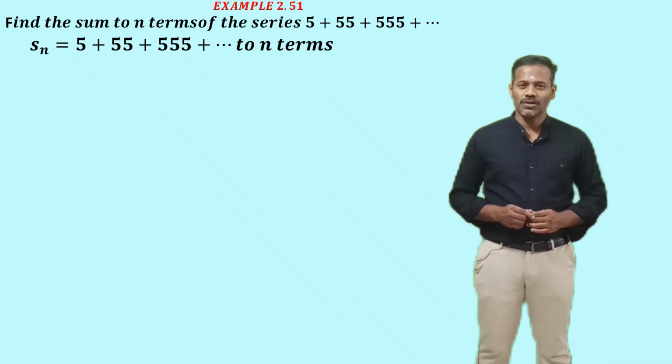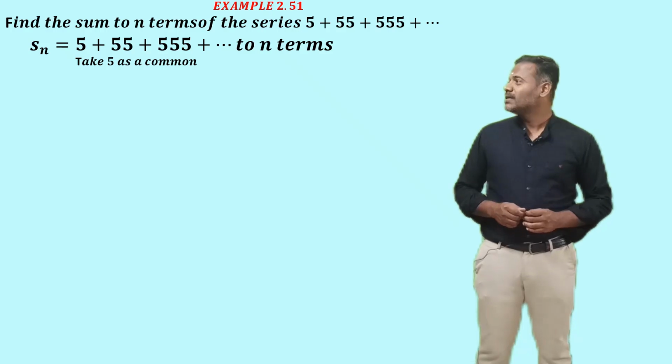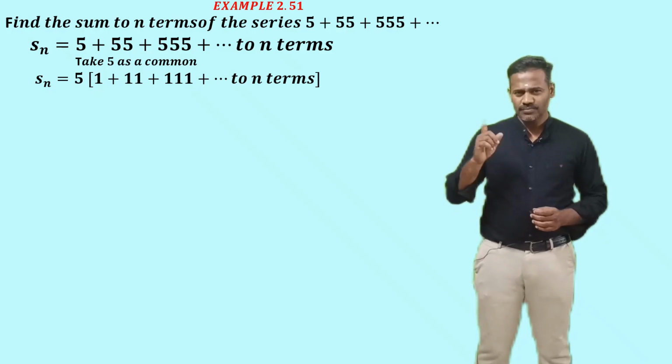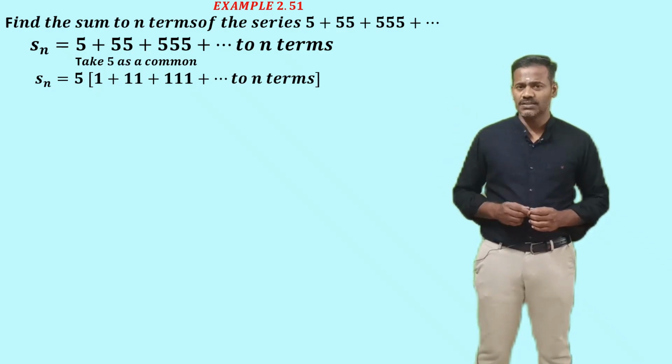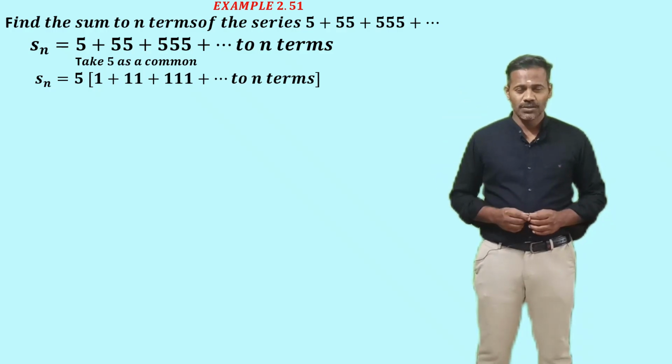Now the first step, children, is to take 5 as common. If I take 5 as common, what will be the remaining? Yes, 5 into 1 plus 11 plus 111 plus etc. up to n terms. If you multiply, you will get that series. 5 into 1 will be 5, 5 into 11 will be 55, and 5 into 111 will be 555, up to n terms.